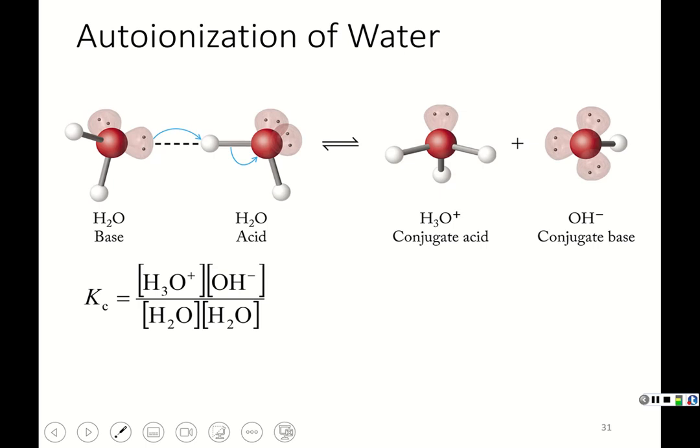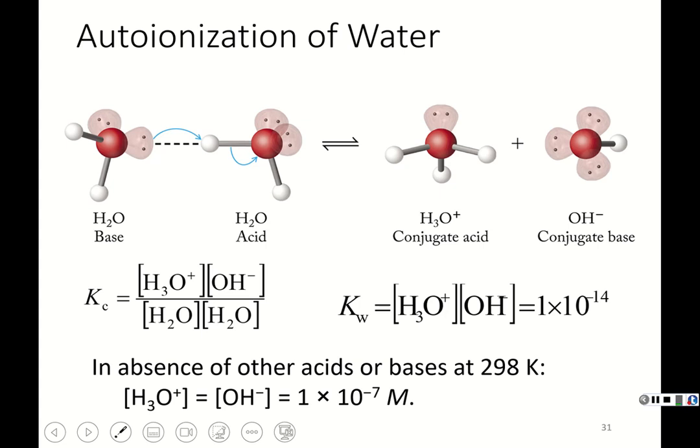And we can write our equilibrium expression for this, that's very simple. It'd just be our products over reactants. Okay. And we know that the H2O concentration isn't really changing, right? It's in bulk water, so we can kind of throw that out of our expression. And then that simplifies to H3O plus times OH minus, and this is known as the Kw. And it turns out that there's a value for this. It's 1 times 10 to the minus 14.